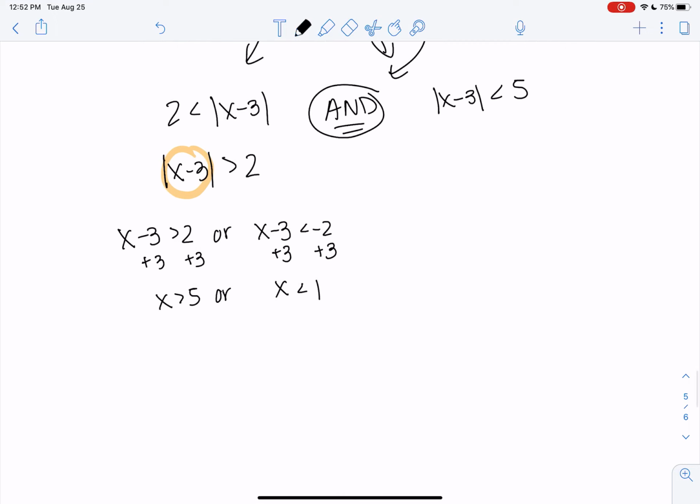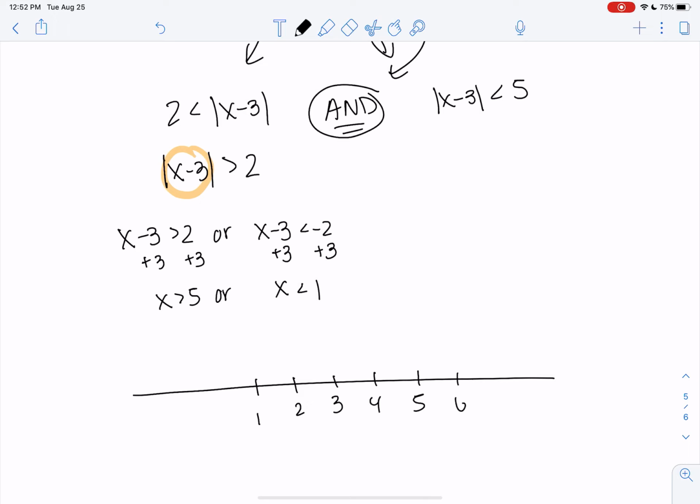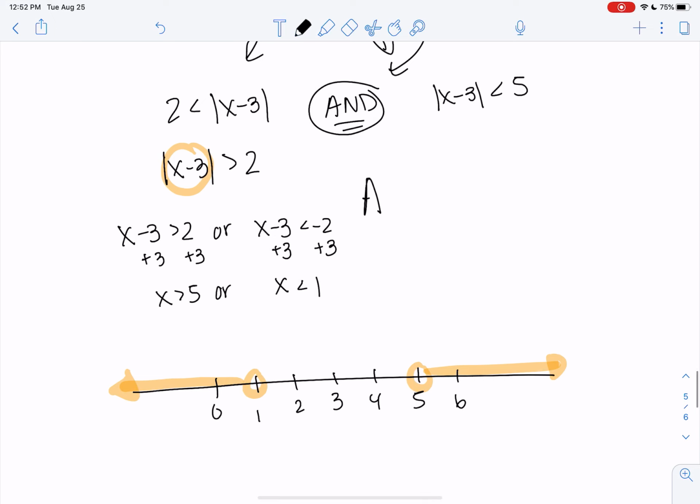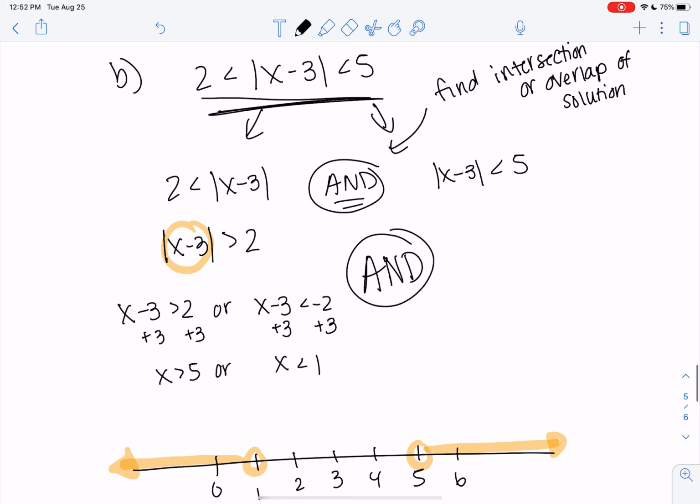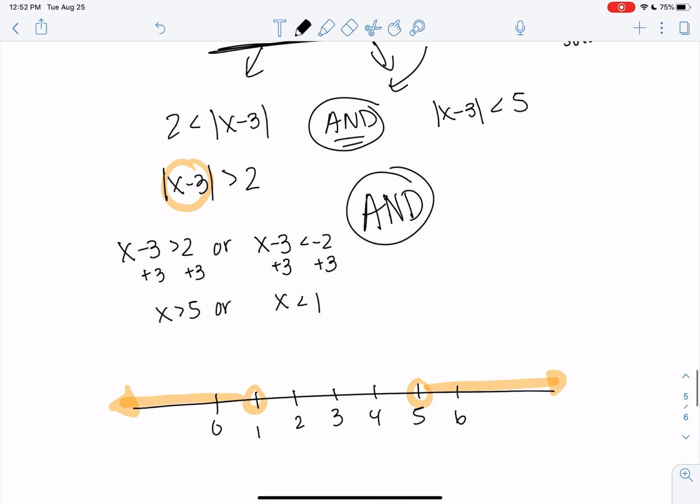And I will shade this one in orange. So greater than 5 goes this way, less than 1 goes this way. So that's my solution. But because we have an and, we need to find the overlap with the less than 5 case. In between 2 and 5 means they need to both be satisfied. So let's solve this and see.